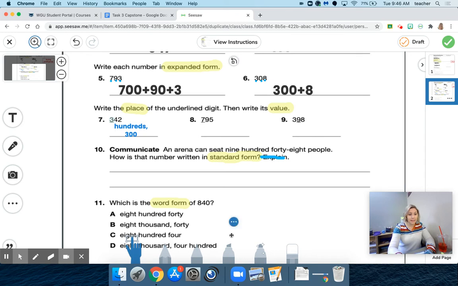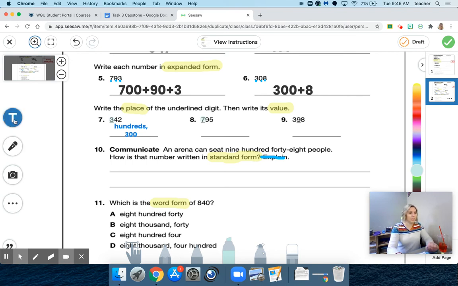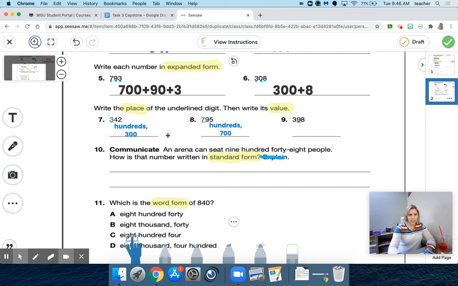Now I look at 8. It has this 7 underlined. The 7 is in 795. It is also in the hundreds place. And since it's in the hundreds place, it is worth 700. And I move that to its line. Now I look at number 9.